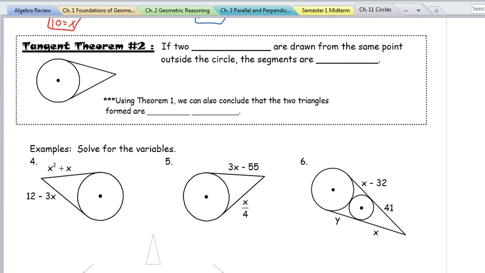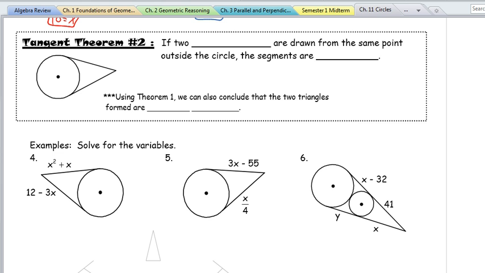Your second tangent theorem, and this is all we're really going to cover today: if two tangents are drawn from the same point outside the circle, the segments are congruent. That makes sense because if they're drawn from the same point, they're traveling the same distance, so these are congruent to each other.